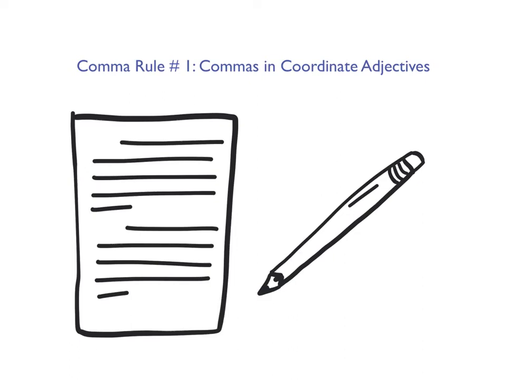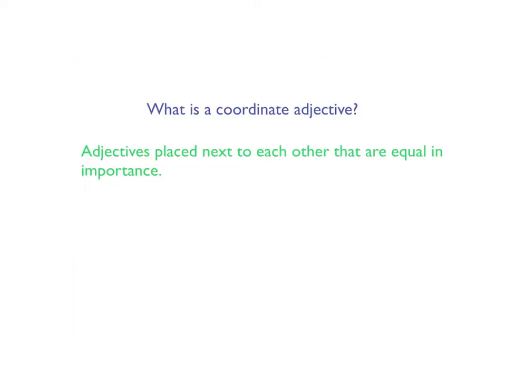Okay, today we are going to talk about comma rule number 1, which is commas and coordinate adjectives. So first off, let's talk about what a coordinate adjective is. Coordinate adjectives are adjectives placed next to each other that are equal in importance. Remember, an adjective is a descriptive word, so we're looking at a sentence that has two descriptive words placed right next to each other in a sentence.